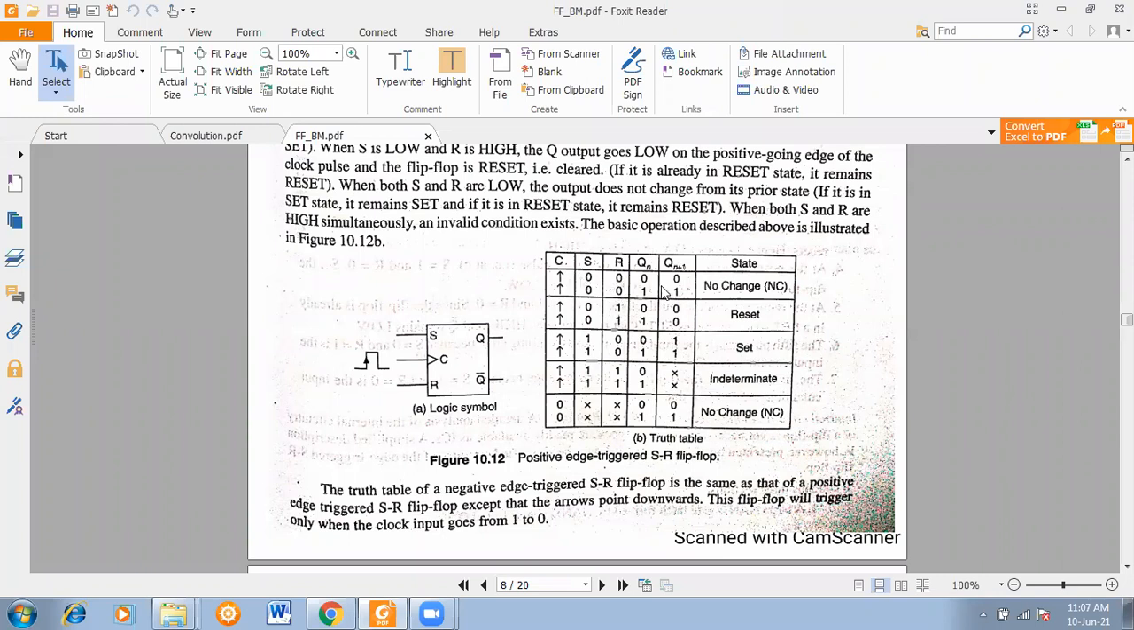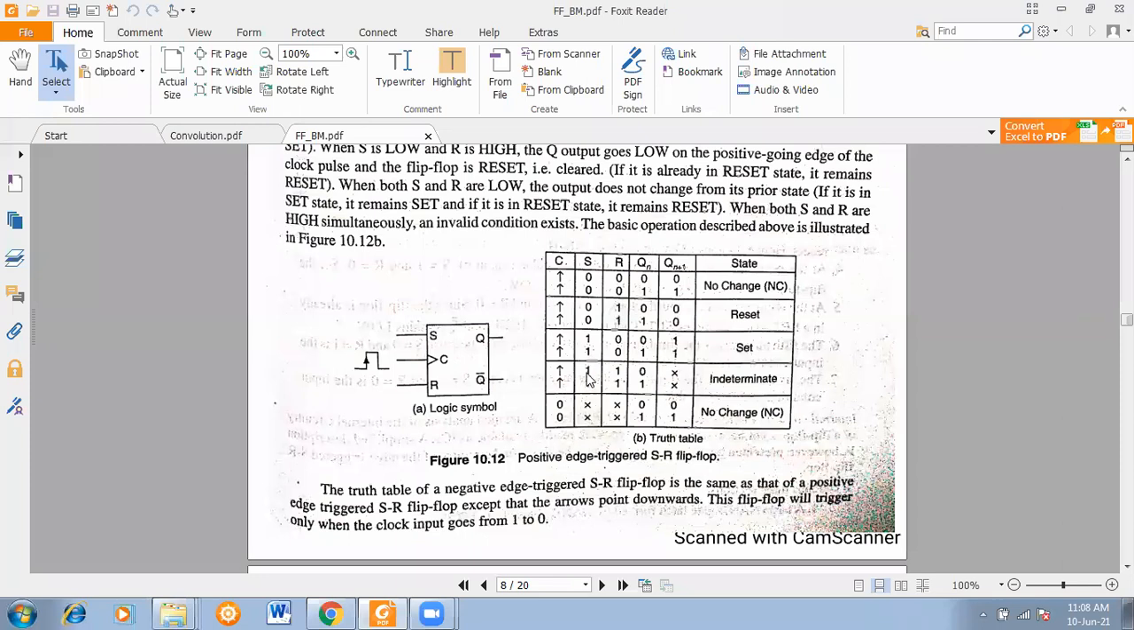When S and R are both 0 0, there should be the no change condition, that sustains its output. Clock is present, S is equal to 0, R is equal to 1, then output will be reset. That is also the same. S is equal to 1, R is equal to 0, irrespective of the previous state, output will always be 1. That is called set state.